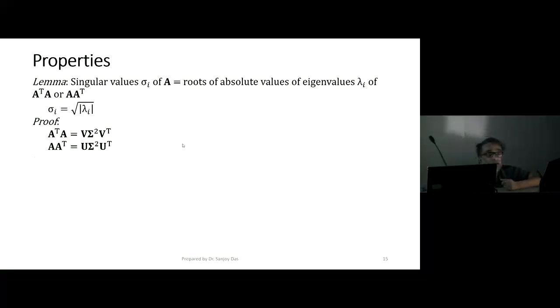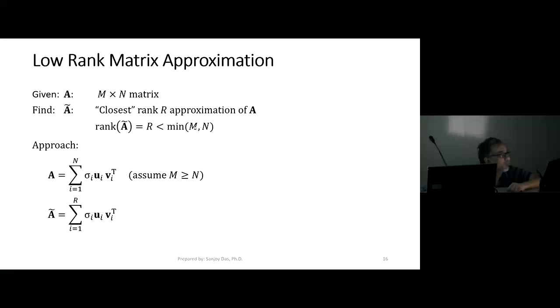Okay, next is the low rank matrix approximation. Are there any other questions before I move on to low rank approximation? Okay. So we have an m by n matrix, and we want to find an A tilde that's very close to A. I haven't formally expressed what I mean by this term closest. But the rank of A tilde will be r, which is smaller than the rank of A. That's why I call it low rank.